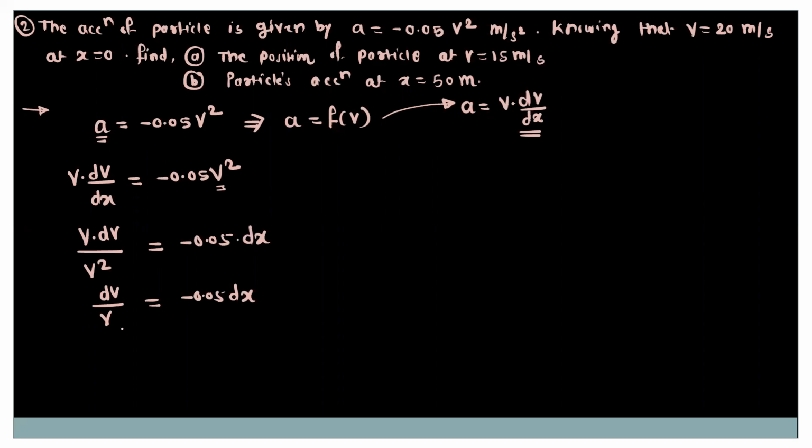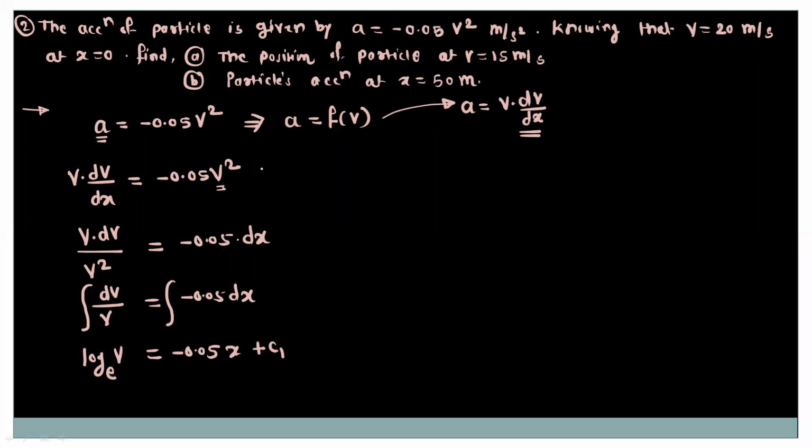Now we integrate both the sides. So this is integration of 1 upon v dv, and integration of -0.05 dx. What is the integration of 1 upon v with respect to v? Integration of 1 upon v dv is log v to the base e, and here is the constant. Minus 0.05, integration of dx will be x, plus constant c1.